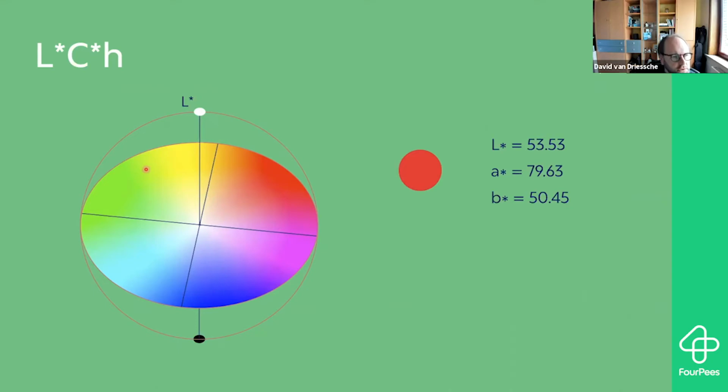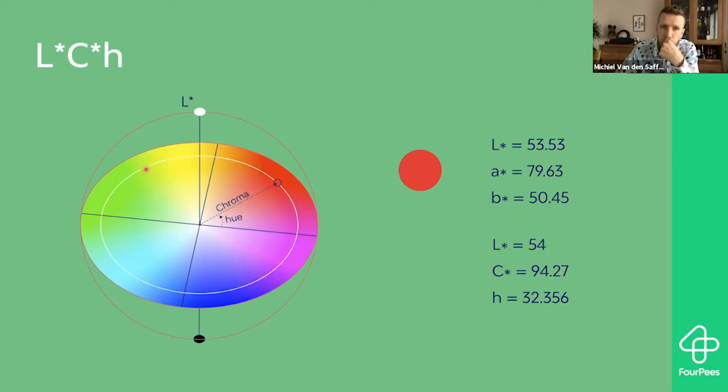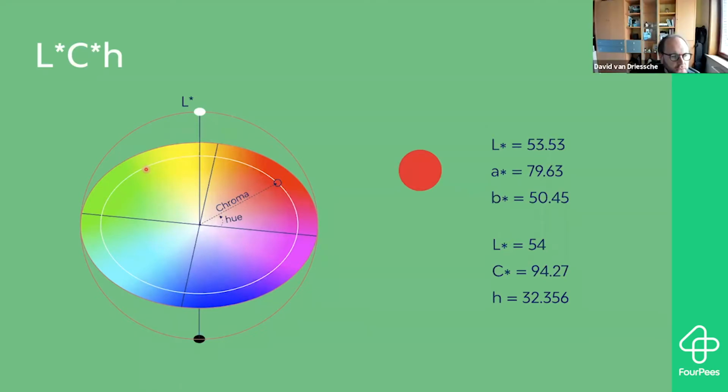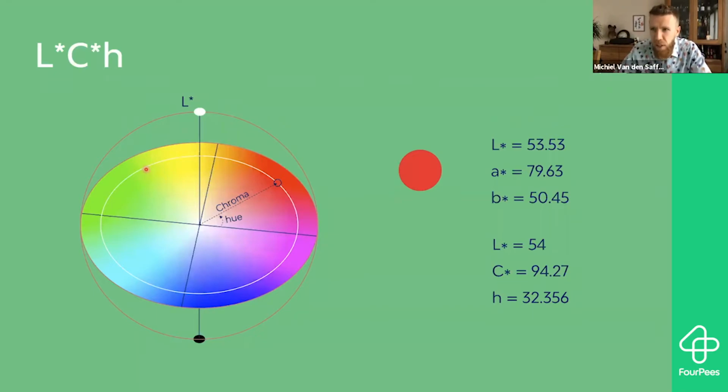But in LCH, if I understand well, if you just wanted to move from the center to the outside, so basically change the chroma, then I only have to change one value, the other two would remain. Yeah, if you want to decrease the chroma, decrease the saturation, you would only change the C value. And if you change the L value, you would decrease the lightness. While with LAB, you would have to change both the A and the B to decrease the saturation.